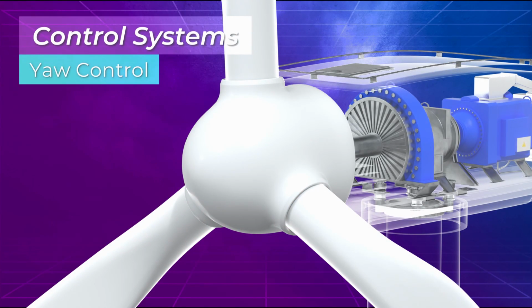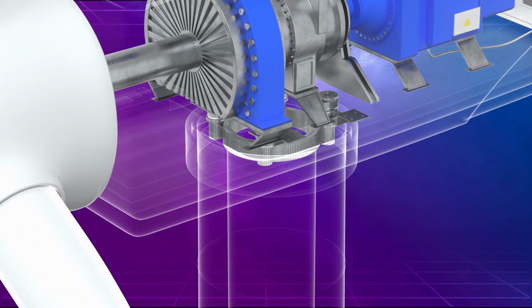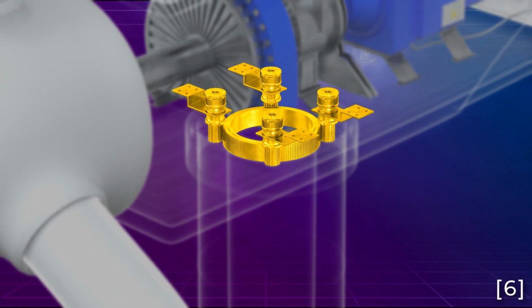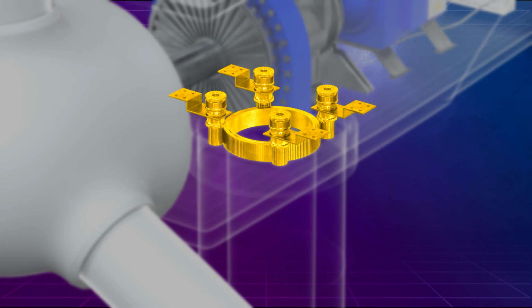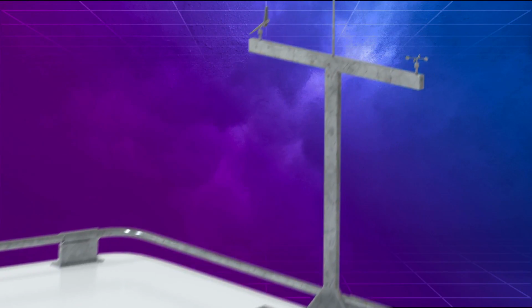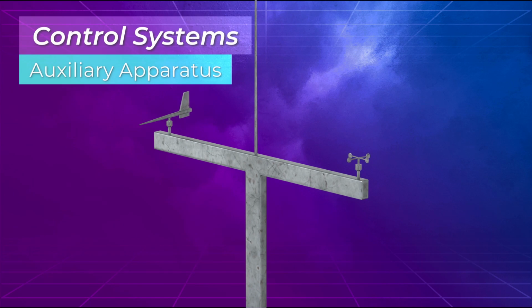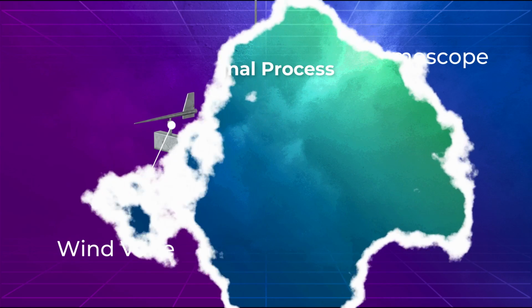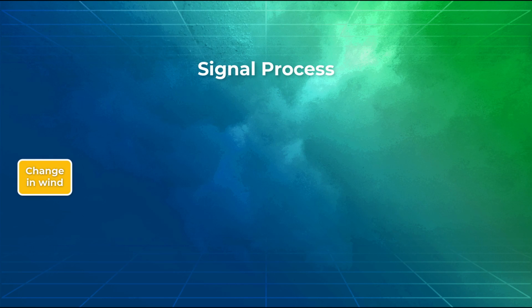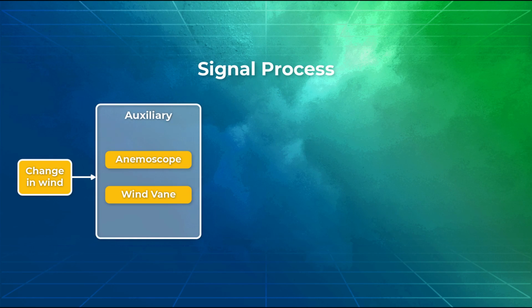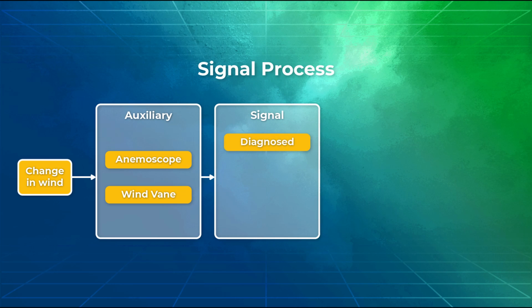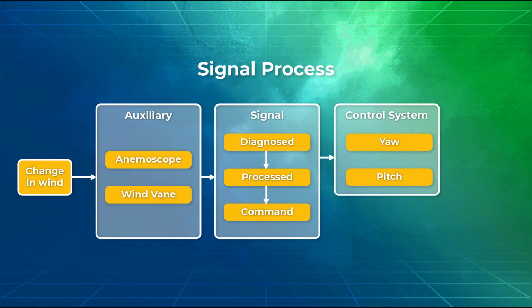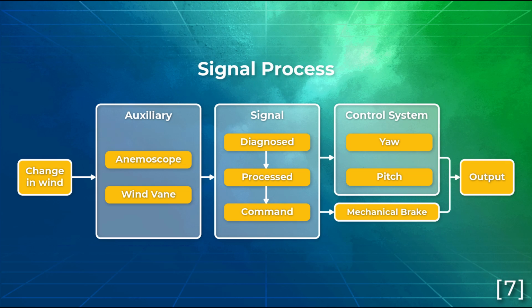A yaw-controlled wind turbine has a yaw drive, which is constantly rotating the nacelle to get as much air through the rotor disc as possible. In order to apply the correct control movement, the wind parameters must be measured. An anemoscope and a wind vane are used to detect immediate wind status. When the operating status changes, the anemoscope and wind vane send a signal. The signal is diagnosed, processed, and an output signal is sent to the yawing system, pitch control system, and the mechanical brake, which changes the operating status of the wind turbine accordingly.